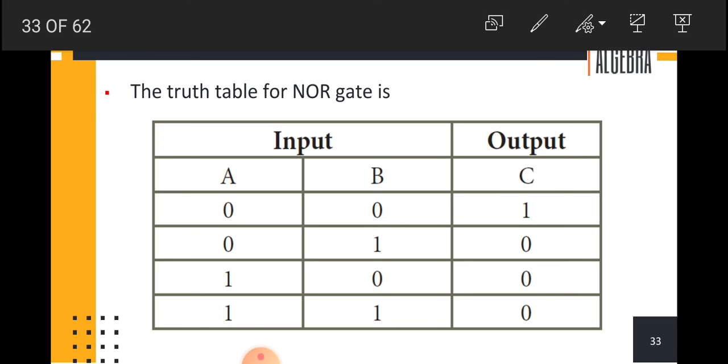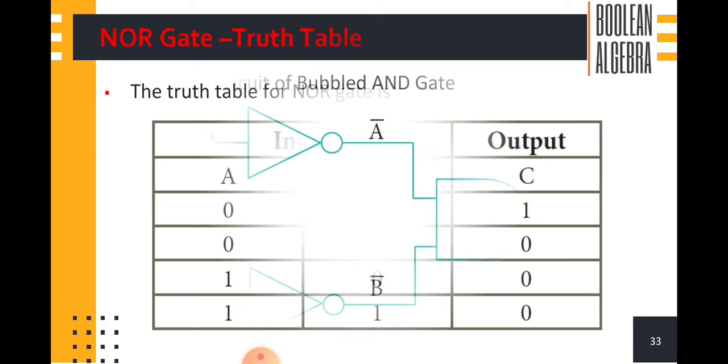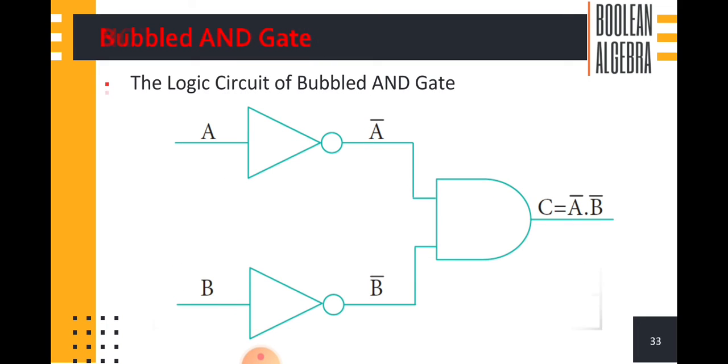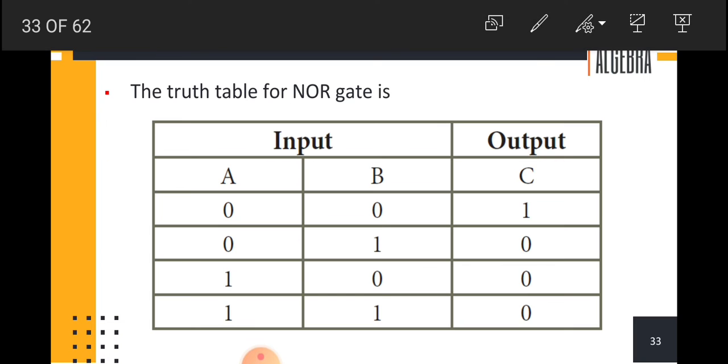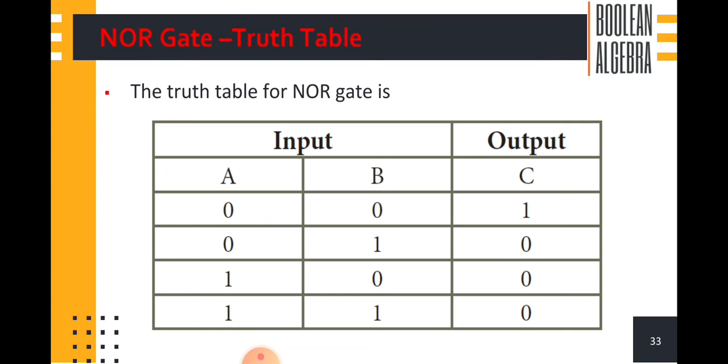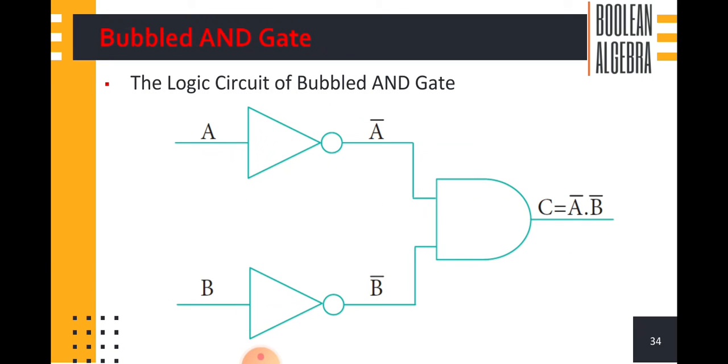Now you can see the coupled AND gate. So what does coupled AND gate mean? We know the AND gate. We can draw the AND gate for 2 variables or more than 2 variables. We just invert the input before going to the AND gate. That is known as a coupled AND gate.